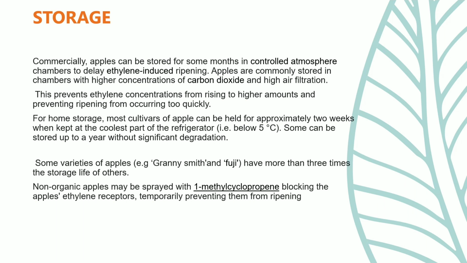For home storage, most cultivars of apple can be held for approximately 2 weeks when kept at the coolest part of the refrigerator, probably below 5 degrees Celsius. Some can be stored up to a year without significant degradation. Some varieties of apples, for example Granny Smith and Fuji, have more than 3 times the storage life of others. Non-organic apples may be sprayed with 1-methylcyclopropene, blocking the apple's ethylene receptors, temporarily preventing them from ripening.